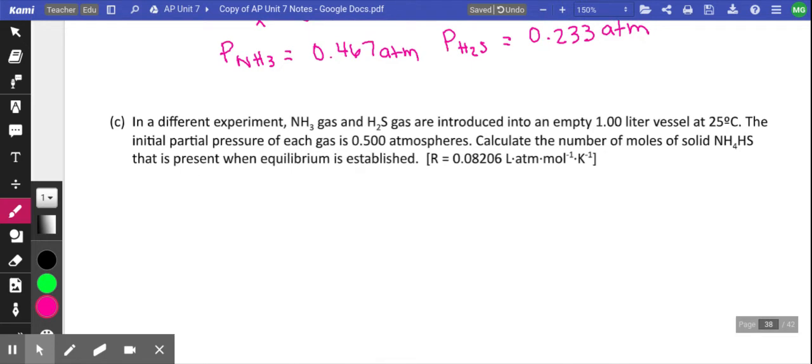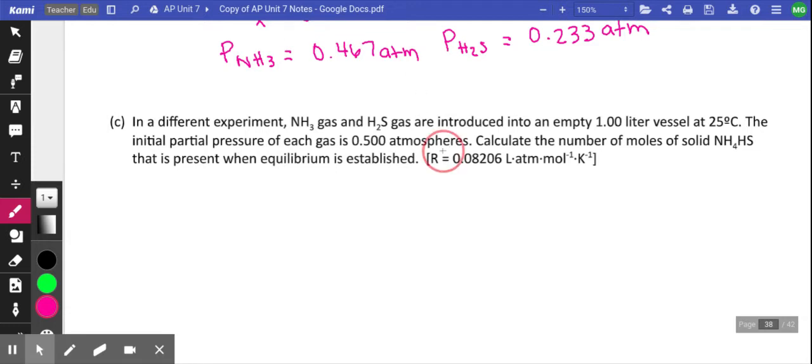Okay, then in looking at question C, question C says in a different experiment, NH3 gas and H2S gas are introduced into an empty 1-liter vessel at 25 degrees Celsius. The initial partial pressure of each gas is 0.5 atmospheres. Calculate the number of moles of solid NH4HS that is present when equilibrium is established. And it gives me an R value here.